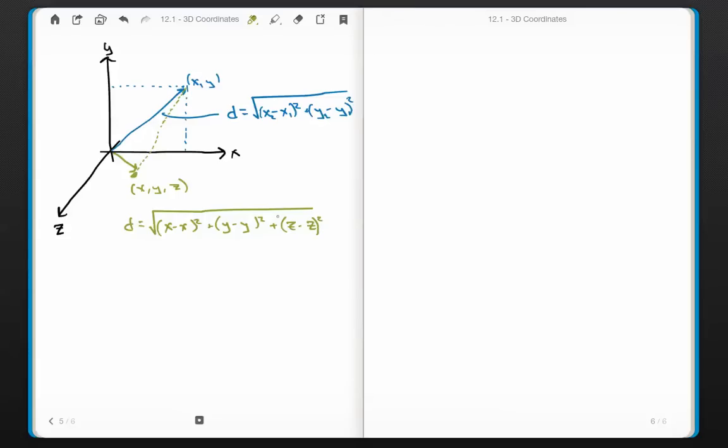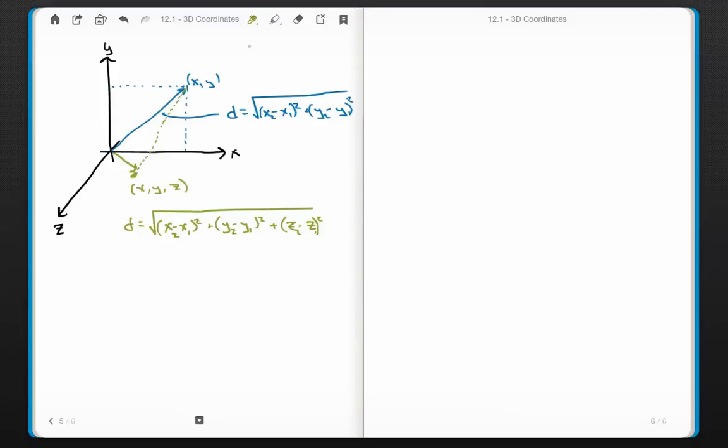Now this seems like a simple extension of the Pythagorean theorem. I'll make these 2, 1, 2, 1, 2, 1. It's not entirely obvious how this works, and I think the book does a pretty good job explaining it. It really involves a couple different triangles in a couple different planes. So that's the distance, which really becomes pretty straightforward.